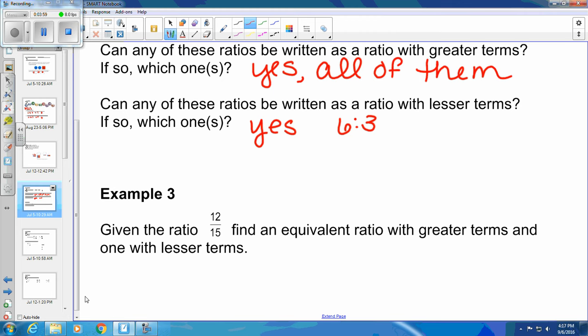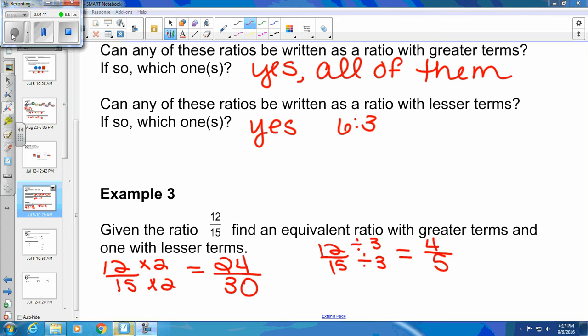So let's look at this example here. You're given the ratio 12/15. Find an equivalent ratio with greater terms and one with lesser terms. So try this on your own, please. For my first ratio with greater terms, I chose to multiply both pieces by 2, and I ended up with 24/30. You could have multiplied by 3 or 4 or any number. To write 12/15 with lesser terms, I divided both terms by 3, and I ended up with 4/5.